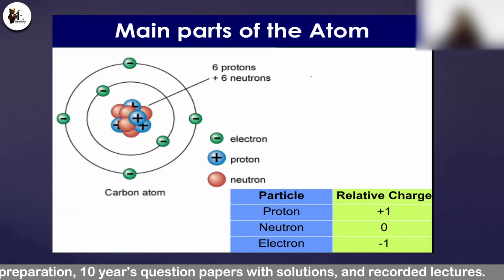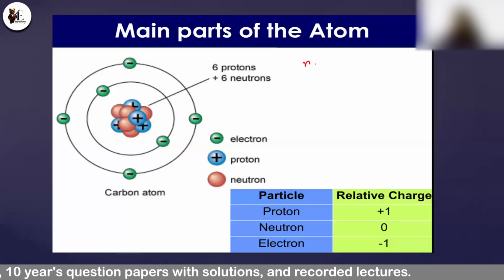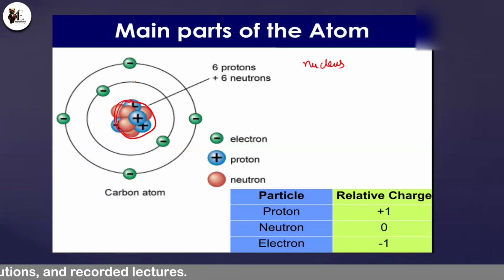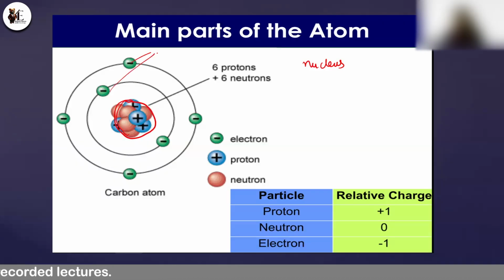So I have told you that atoms consist of 2 parts. One is your nucleus, which is very small. This is my nucleus. And these are my electrons which are revolving in the shells. Electron shells in which electrons are revolving.